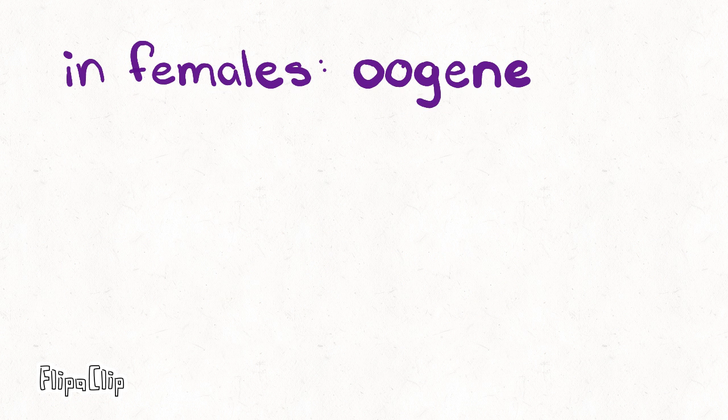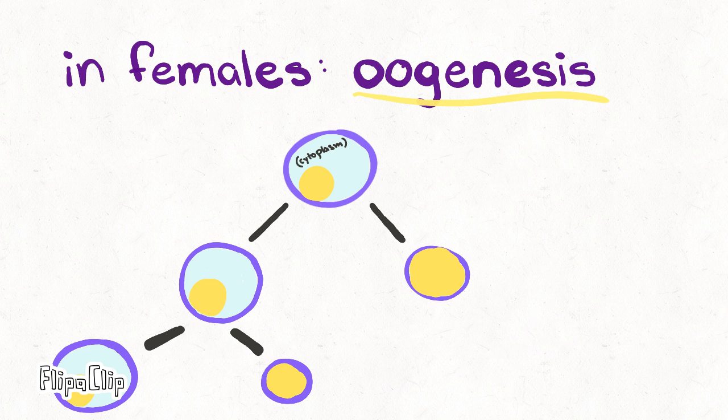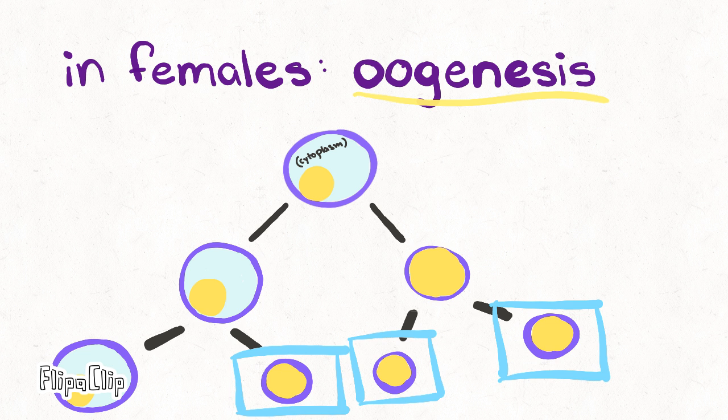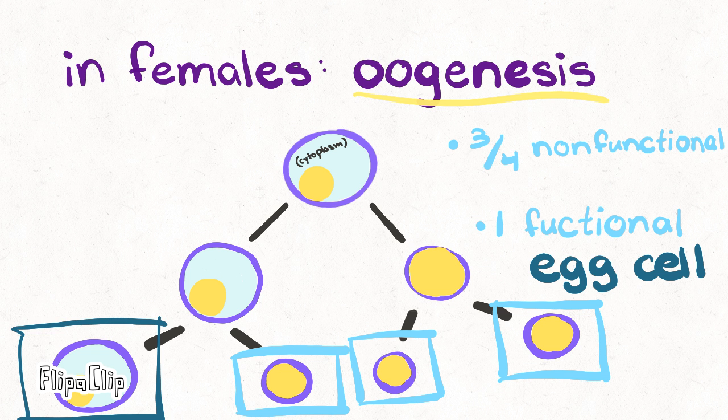From here, there are 2 cases. In females, oogenesis will occur. Because of uneven cytoplasm division, 3 of the 4 daughter cells will be non-functional, and only 1 ends up becoming an X cell. The other 3 are polar bodies.